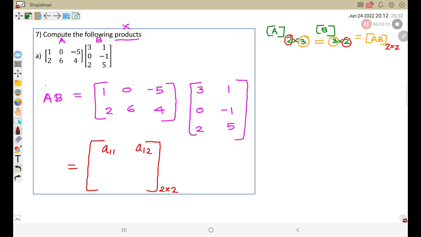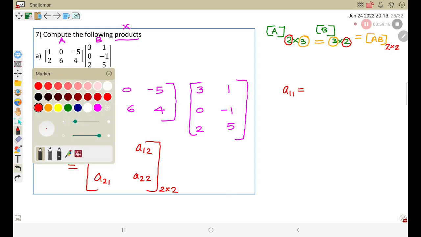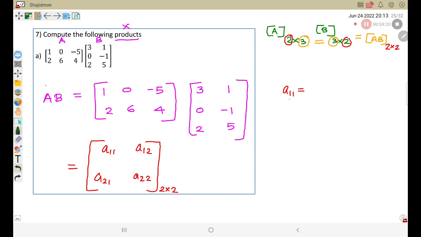So 2 by 2 means these numbers: A11, A12, A21, A22. If you study like this, it is easy to represent. We need to find these four numbers. First we calculate A11. As I told you, the first number stands for row, the second number for column. That means first row multiplied with column number 1. So we choose the first row here.